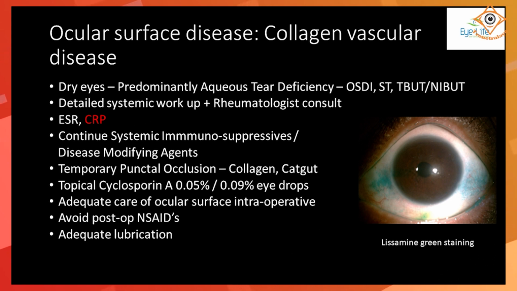And once the surface is stable and you're taking up the patient for surgery, we recommend a temporary punctal occlusion. You could use the collagen plugs which are available, which remain for about 3 months to tide over the surgical period. If they are not available, you can even use 4-0 catgut. Topical cyclosporin, again, something I really believe in, but use a good formulation which is in a good emulsion base.